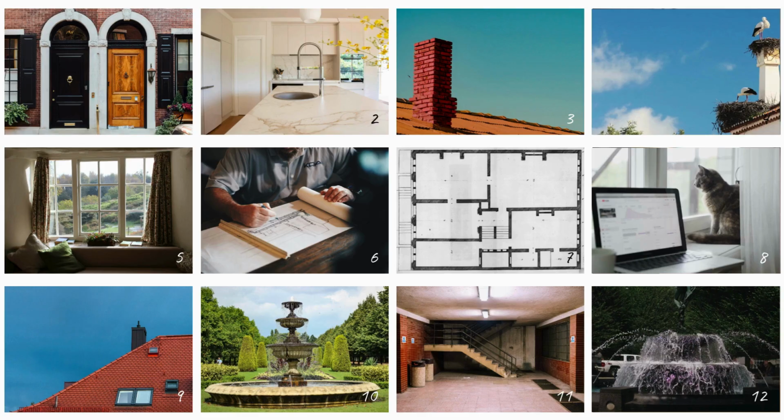Picture number 6 is of an architect drawing at a table. The architect has paper in front of him, and he is drawing in the room. Picture number 7 is an architectural plan. It is a drawing of a building with rooms in it.